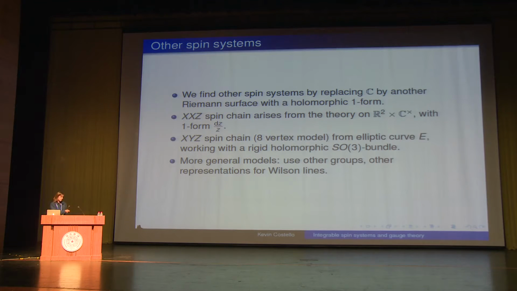And to see more general models, we'll just use some other gauge group and some other representations for the Wilson line. And this sees a wide variety of spin systems.